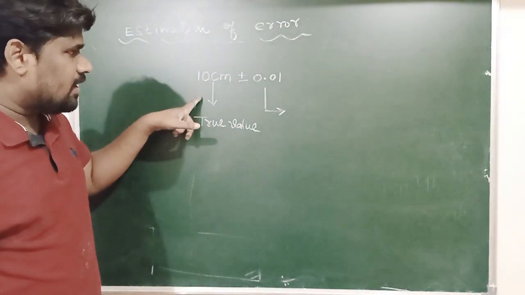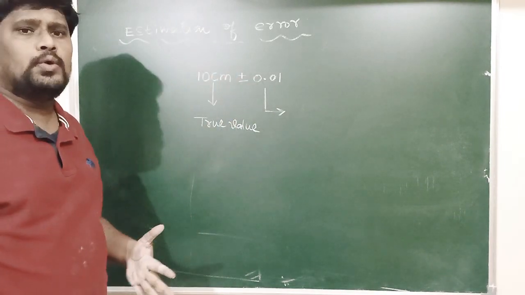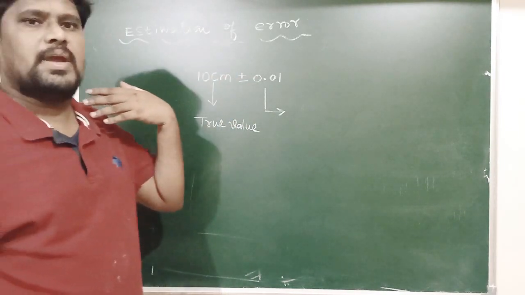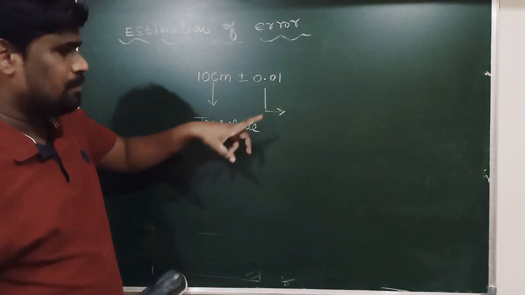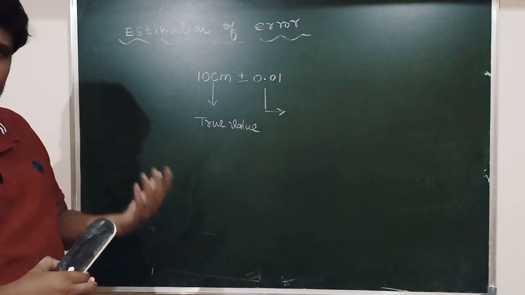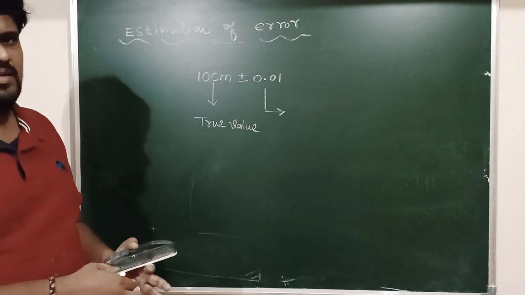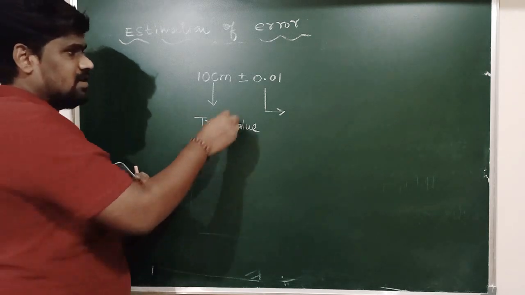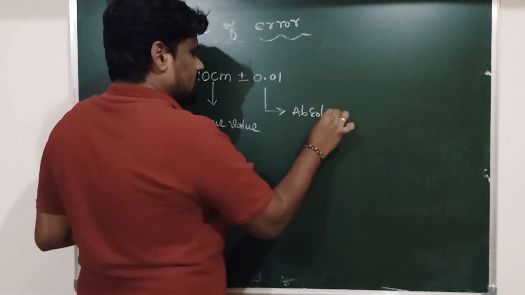So what error are you reporting? It may be an absolute error, or else it may be a percentage of error. Here it may be given as an absolute error or as a percentage of error. The error given here is called the absolute error.